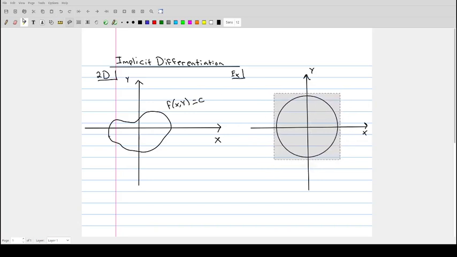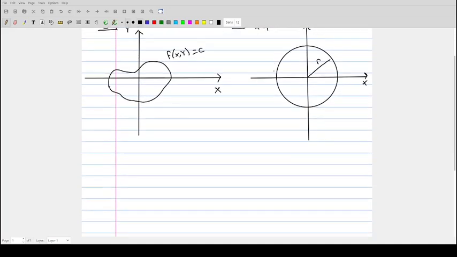So we have a circle of radius r, and we know that the equation for the circle of radius r in Cartesian coordinates is given by x squared plus y squared is equal to r squared. Or for fixed values of c, the level curve for the multivariable function f of x, y is equal to x squared plus y squared. When you fix values of c, you get level curves. So in general, the level curve could be of some very complicated function f, but in the example of a circle, the function is just x squared plus y squared.